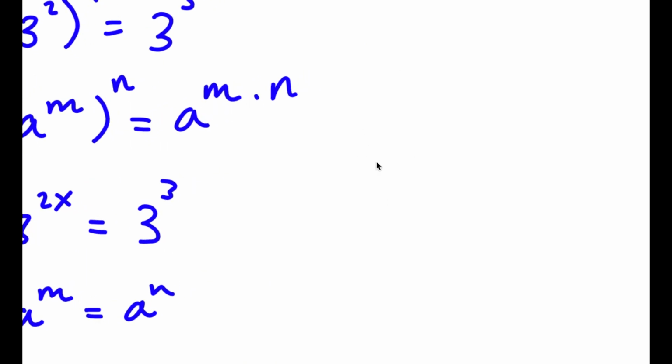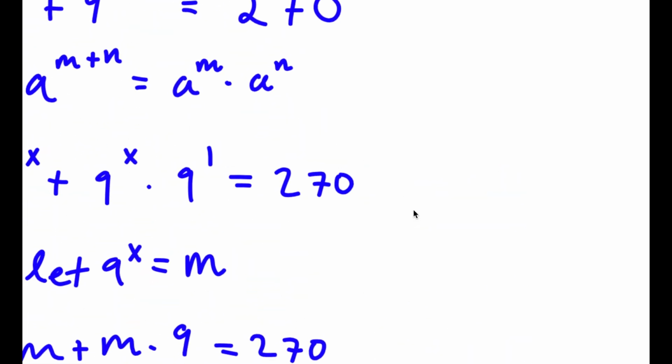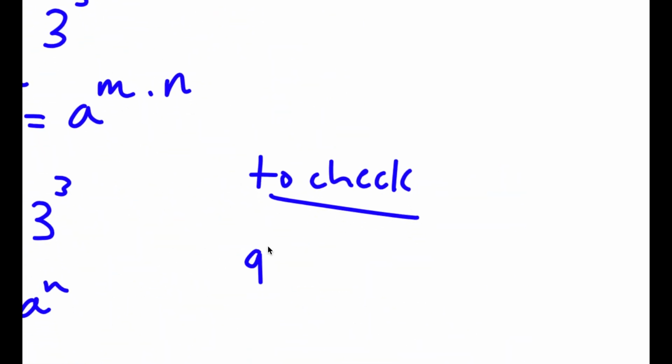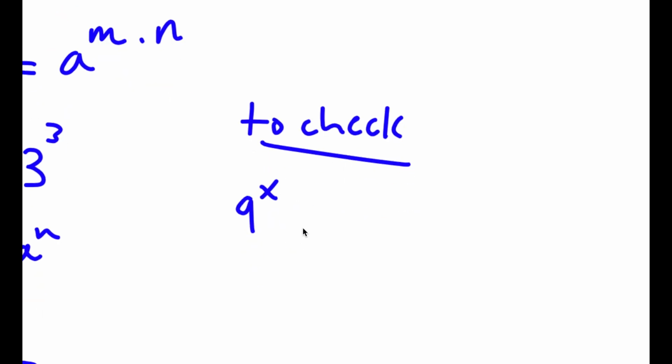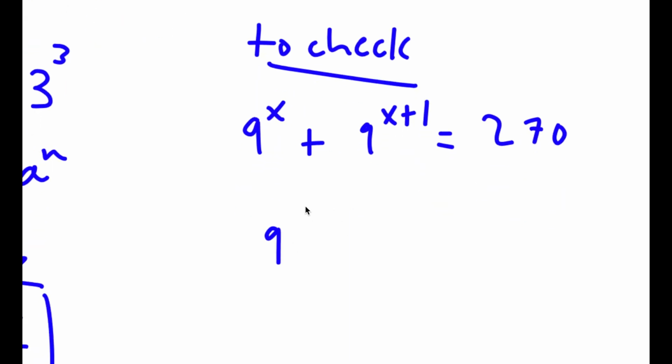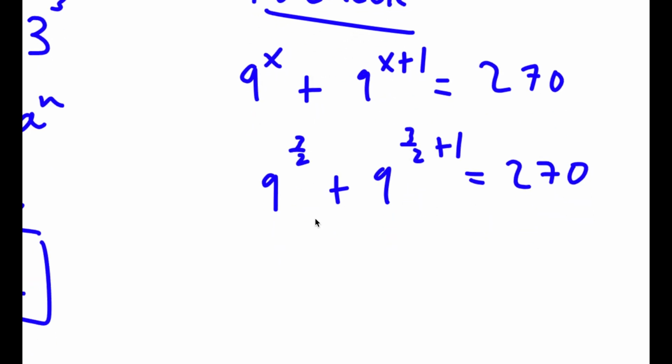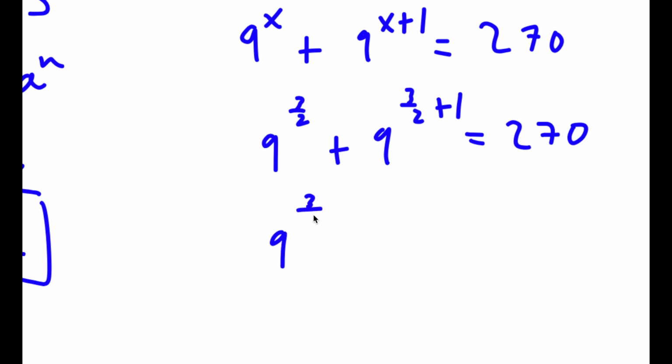Now to check, I had 9 to the power of x plus 9 to the power of x plus 1 is equal to 270. So x is 3/2, so I have 9 to the power of 3/2 plus 9 to the power of 3/2 plus 1 is equal to 270. And this is the same thing as 9 to the power of 3/2 plus 9 to the power of 5/2 is equal to 270.